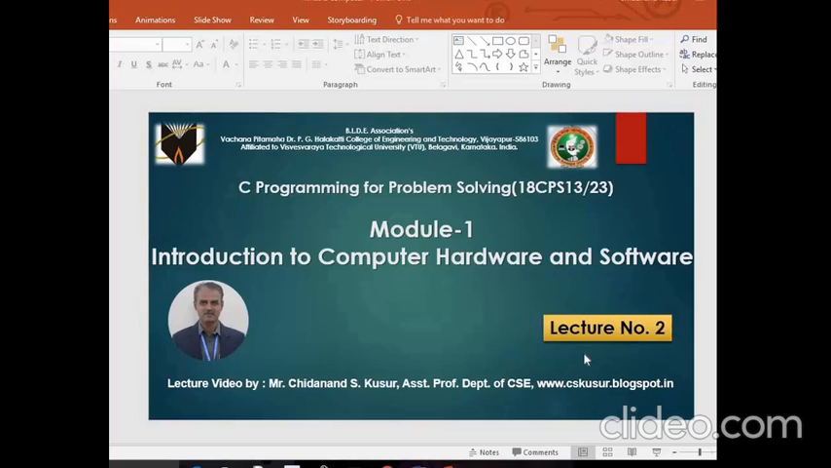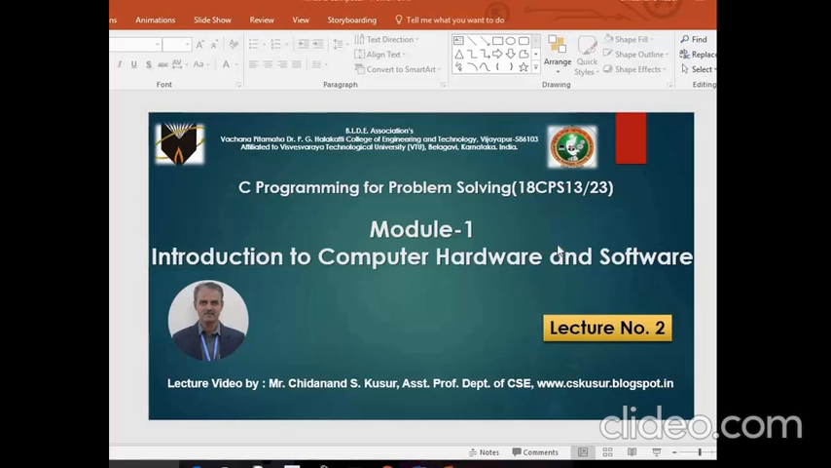In the last class I taught the syllabus for the subject named C programming for problem solving. As you know already, for the entire semester I teach you how many modules? 5 modules. In today's class I start module number 1 for you. In this module we learn computer basics as well as we start C language also.